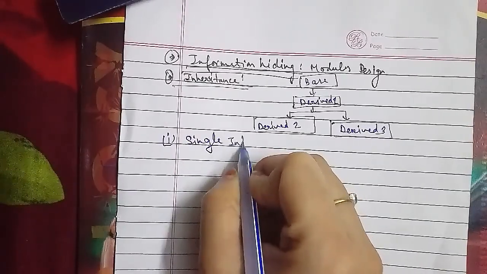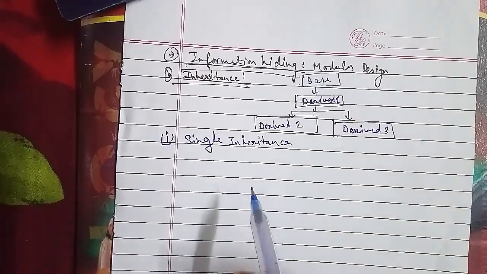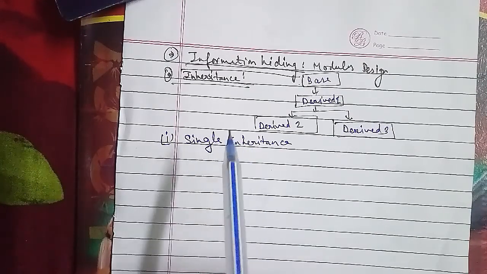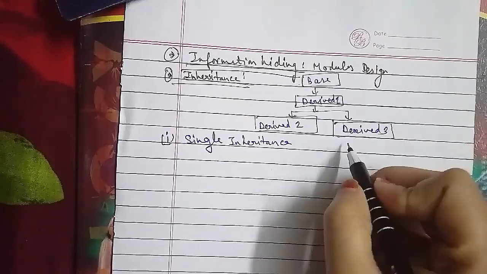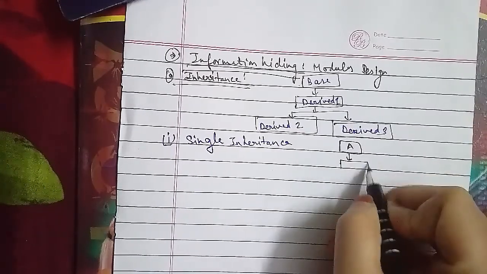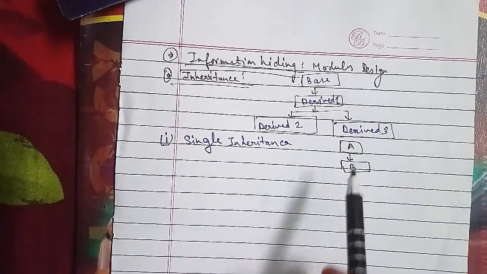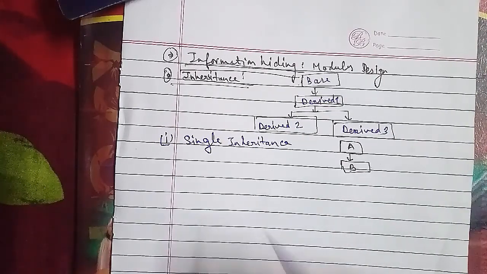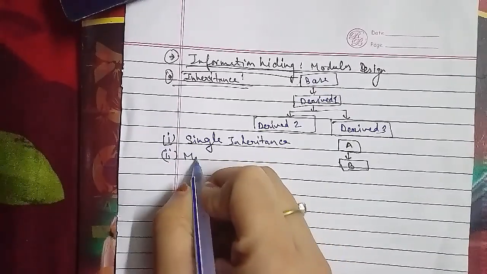The second one is known as multiple inheritance. In multiple inheritance, it is the inheritance hierarchy wherein one derived class inherits from multiple base classes. If I talk about it with the help of a diagram, you can go through this: this is class A, base class, that is your B, and they are inherited by class C. Okay, this is multiple inheritance here.